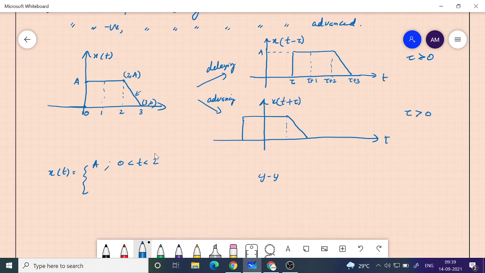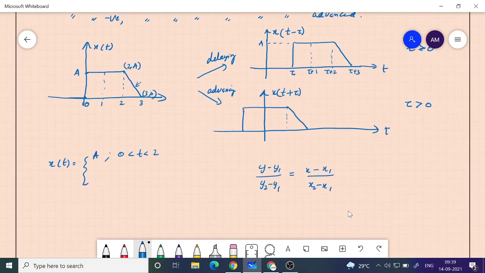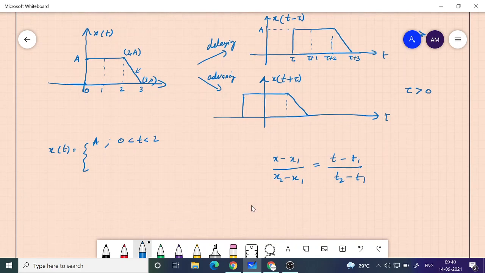What is it? (y - y1)/(y2 - y1) is equal to (x - x1)/(x2 - x1). This you have probably studied. Here, since the independent variable is time and the dependent variable is x, instead of y and x, let us write (x - x1)/(x2 - x1) is equal to (t - t1)/(t2 - t1). Let us write like this, and then substitute the values.